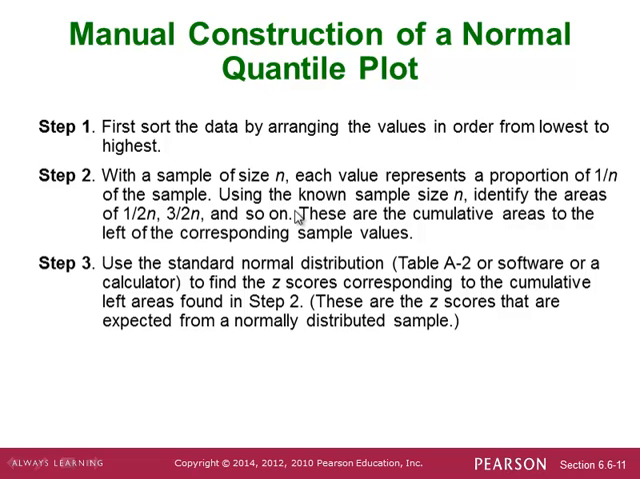1 divided by 200 is 0.005, etc. And then use the standard normal distribution, either using the table or software or calculator, to find the z-scores corresponding to the cumulative left areas found in step 2. I've shown you how to look up those areas in the past, and then you work backwards to find the z-scores.